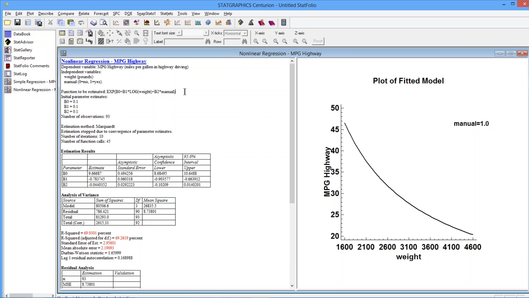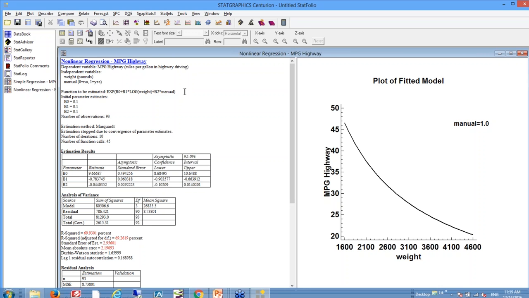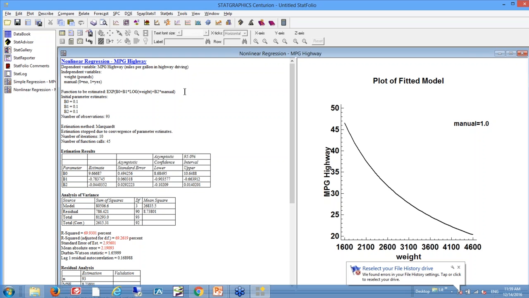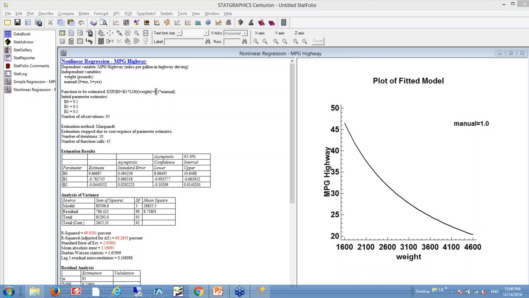That, however, is the way that you introduce a categorical factor into a nonlinear regression. You simply go ahead and set up the indicator variable. Manual is an indicator variable. And then you go ahead and put in a term multiplying the indicator.